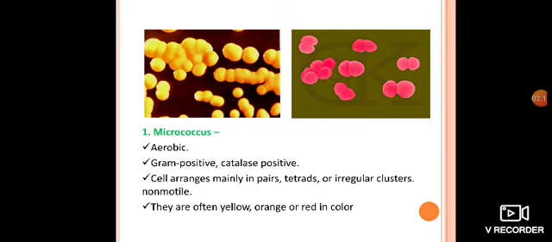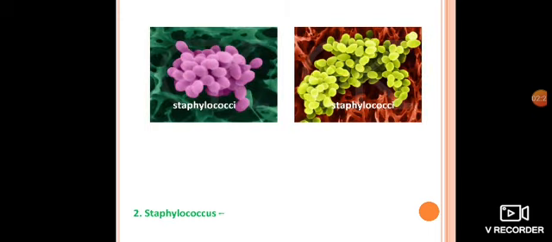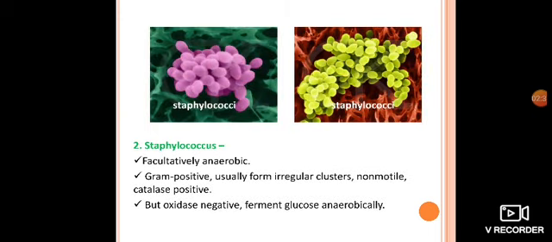So these are the specifications of gram positive bacteria. They have a color specification; they are observed in yellow, orange, and red color. Now the next point is staphylococcus. In the diagram we can easily observe pink color, green color, and their cluster form. As their property, first they are facultative anaerobic. We observed that micrococcus are aerobic, whereas staphylococci are anaerobic.